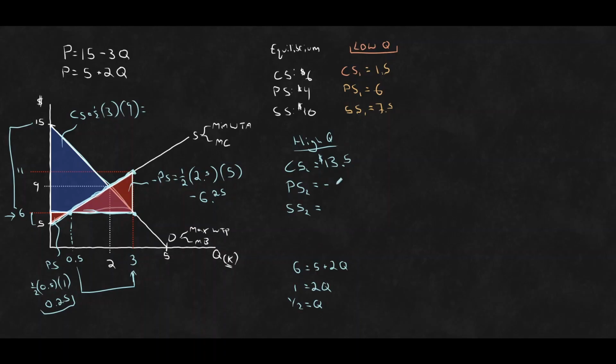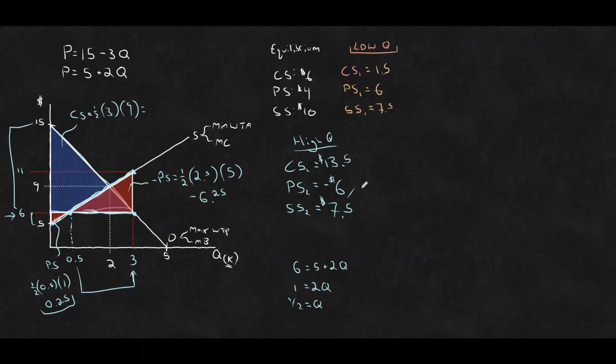Producers are altogether losing $6 worth of surplus. The result of this altogether then is we get our consumers getting 13.5, producers losing 6, and we get a social surplus of $7.5.